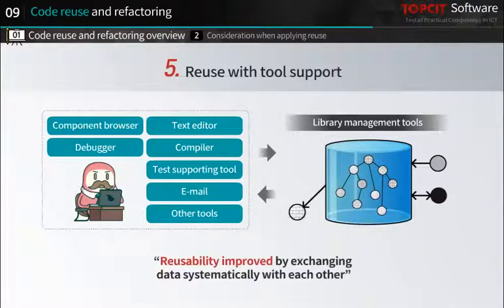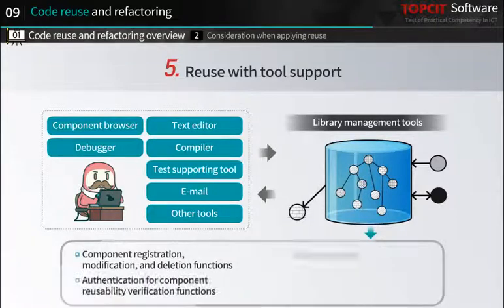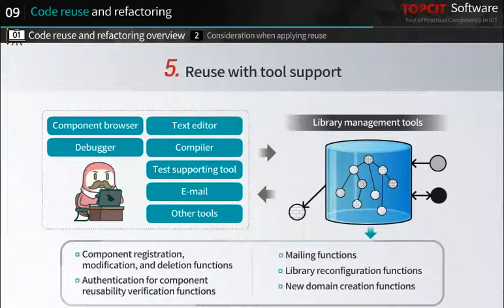These tools are linked to library management tools for reuse and exchange data with each other so that reusability can be improved. Library management tools for reusable components require functions such as component registration, modification, and deletion, and authentication for component reusability verification, mailing, library reconfiguration, and new domain creation.